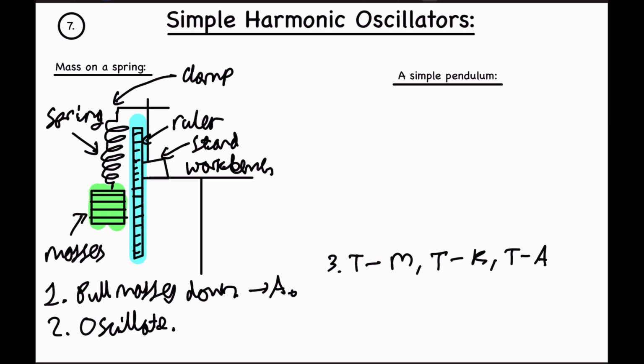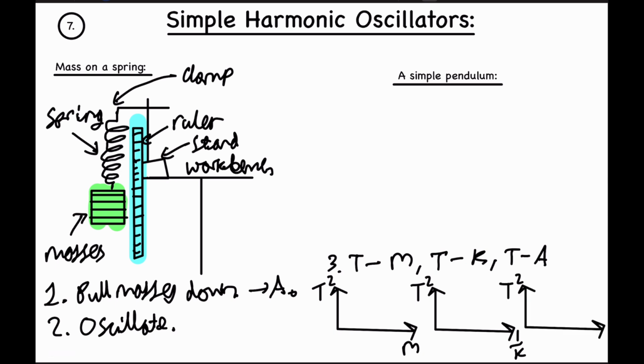In each of the cases, you'll have to linearize the graph. What you would find, using linearized graphs, is that if you have T squared against mass, T squared against 1 over k, which is the spring constant, and T squared against amplitude, you would get different graphs for each. For T squared against m, you would get a straight line graph like this. T squared against 1 over k, you would also get a straight line graph like this. However, for T squared against amplitude, you would get a horizontal straight line because they are independent of one another. So the time period of the oscillation is independent of the amplitude.